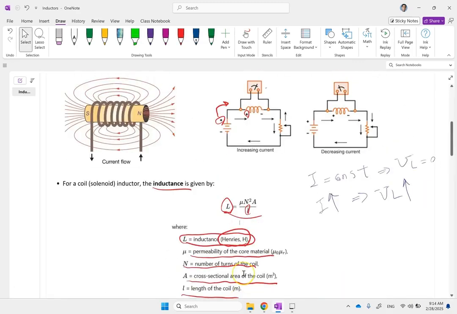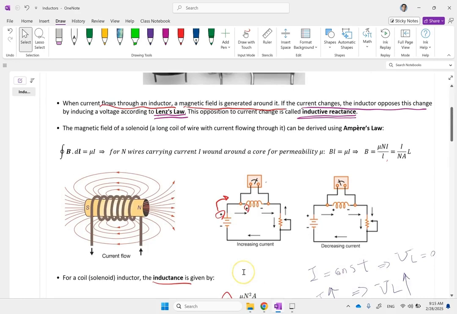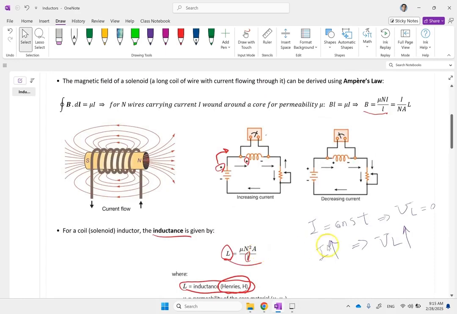And if you look at the formula for L and the formula for magnetic field, you see there are similarities between them, right? Look, they both have mu in them. B has one power n. This has two power n's. They both have L in the denominator. This one has one extra A. So if you compare B and L, B has I, L doesn't.